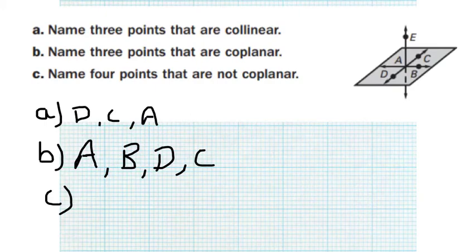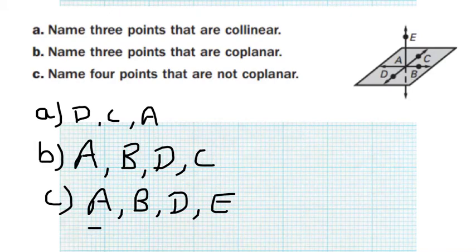4 points that are not coplanar. Now obviously there are 4 that are. So again, you can put 4 of those. So let's just say I said A, B, D, and E. Even though these 3 are, this set means that they are not coplanar because E is not in the same plane as A, B, and D. So that is a good example for part C.